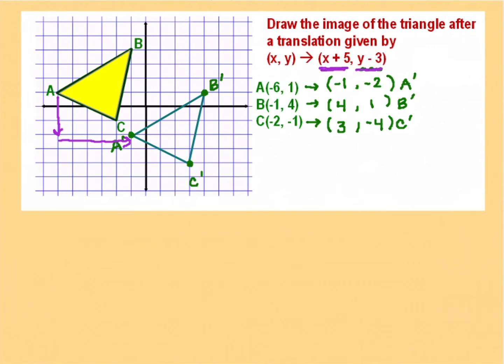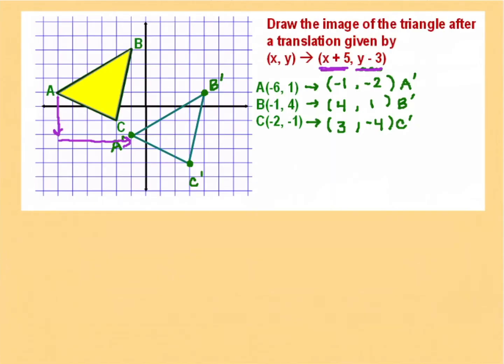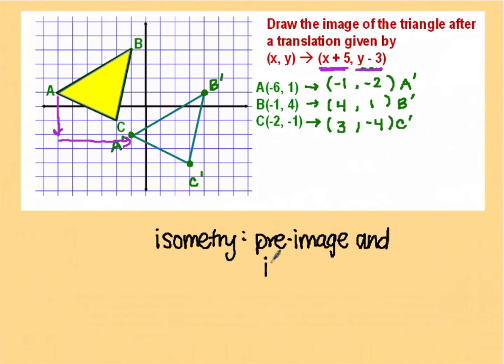minus 3 meaning down. I'd also like to explain what is meant by an isometry. I don't know if you noticed, but when you do a translation, the pre-image and the image are congruent to each other because all we're doing is sliding. Segment RS would be congruent to segment R prime S prime. Their lengths would be the same. So we say that all translations are isometries because the pre-image and the image are congruent.